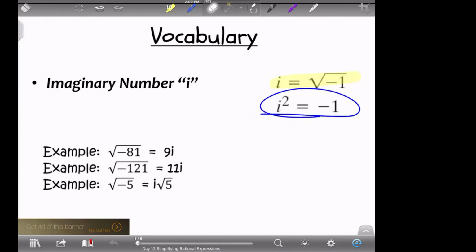So if you look, here's a couple examples down on the bottom. The square root of -81, well, the square root of 81 is 9. And then the square root of -1 is just i.